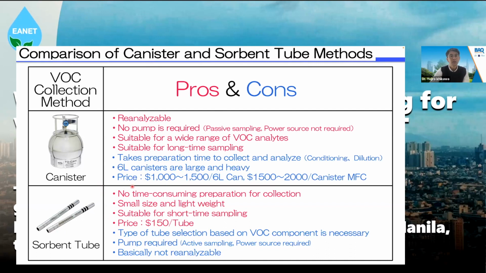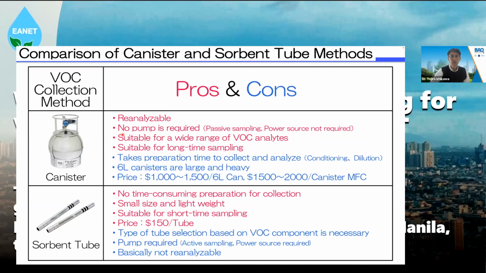And here I have written the pros and cons of canister and solvent tubes in a table style. And pros are written in red character, and cons are written in blue character. And I need to say that these pros and cons are my personal thought based on my experience. And I will start with the canister. The first pros for canister will be the samples are reanalyzable. You can analyze as many as you want until you could inject a sample to analytical equipment.